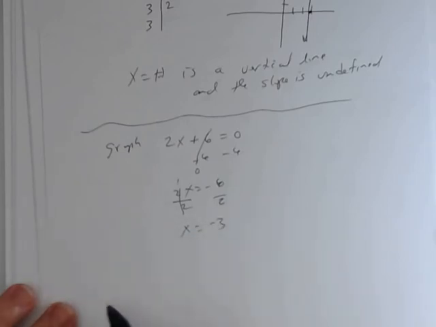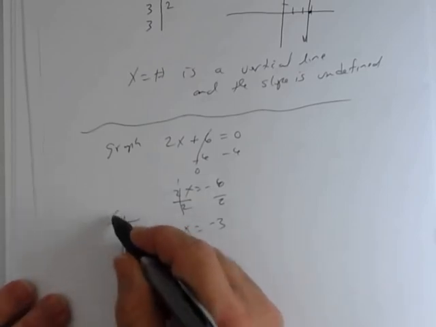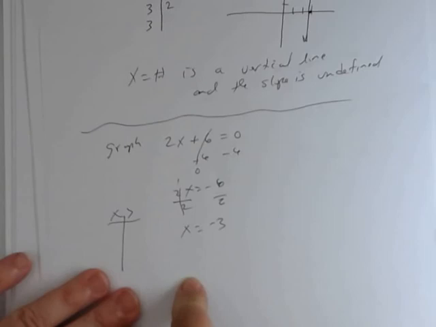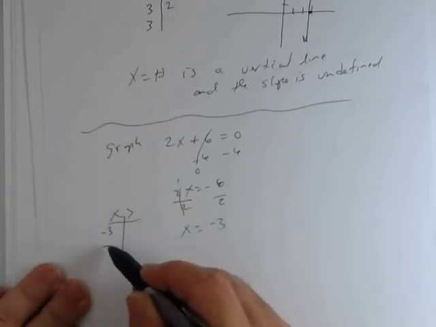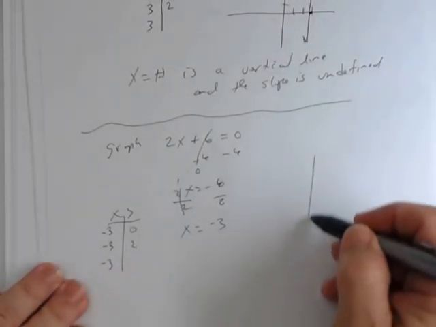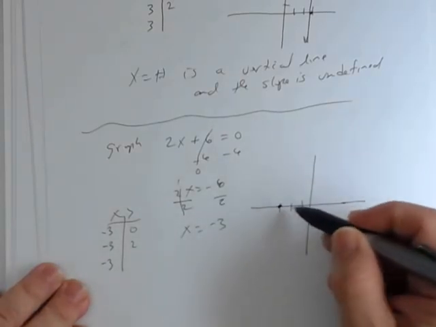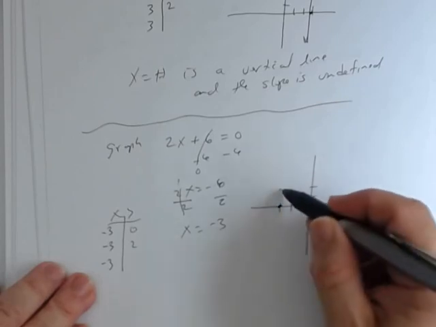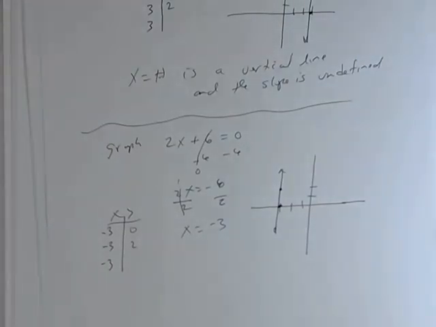Negative 3. And so now you know that x equals negative 3 means, as a t-table, well, first of all, I really need you to know right away what kind of line this is. Is it vertical or horizontal? Vertical, good. If you did not know that, then just say x always equals what? Negative 3, no matter what y is. And so you plot those points. Negative 3, 0 is here. Negative 3, 2 is here. And there's your graph. All right?